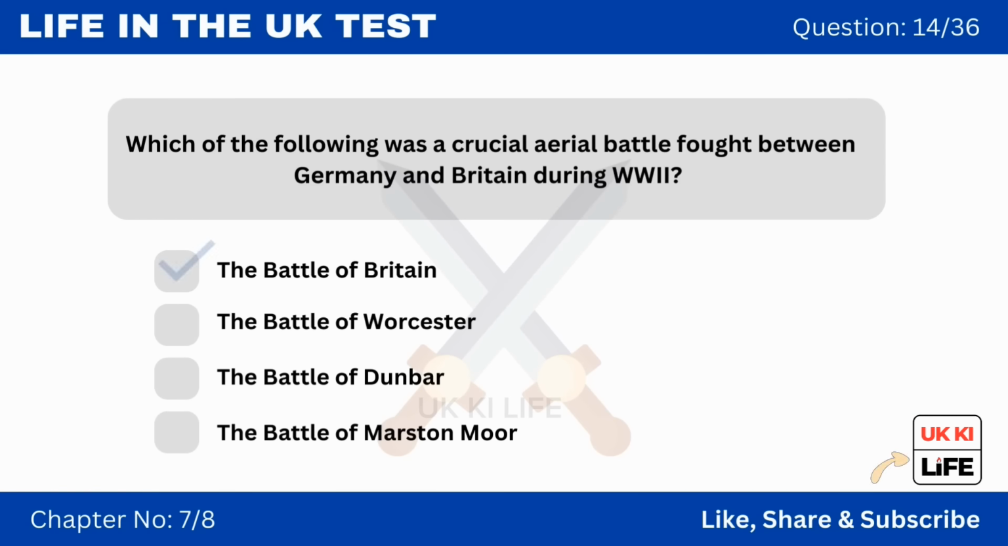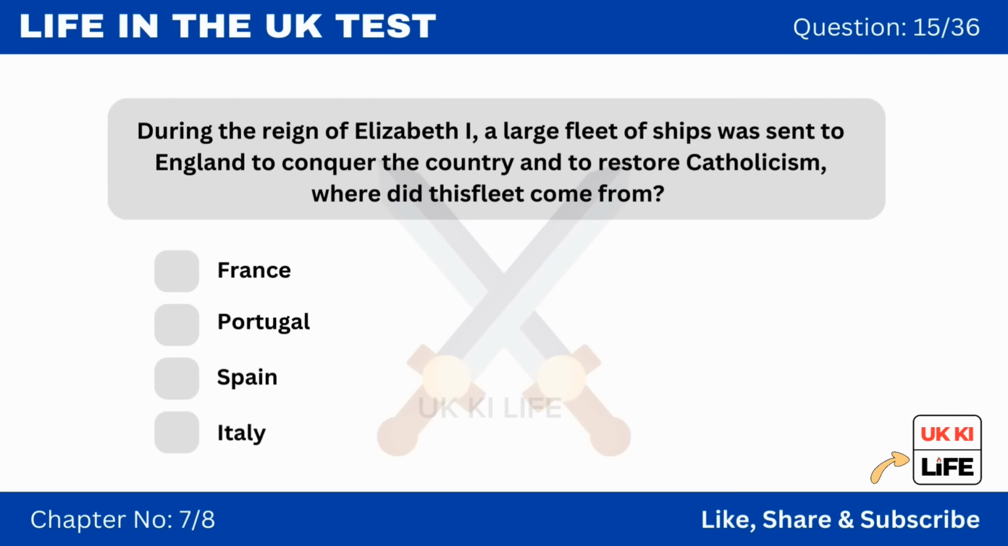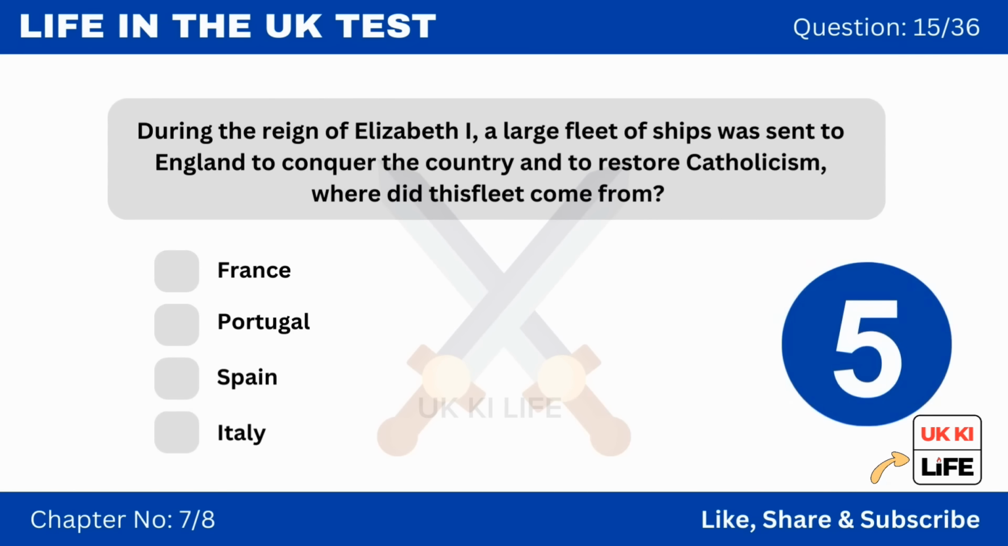The correct option is A. Explanation. The Battle of Britain was a crucial aerial battle fought between Germany and Britain during World War II. Question 15. During the reign of Elizabeth I, a large fleet of ships was sent to England to conquer the country and to restore Catholicism. Where did this fleet come from? France, Portugal, Spain, Italy.